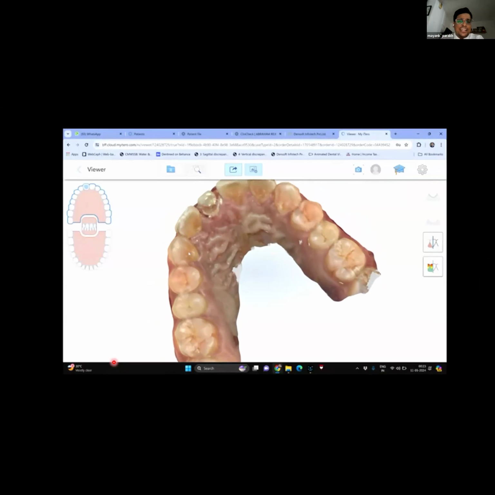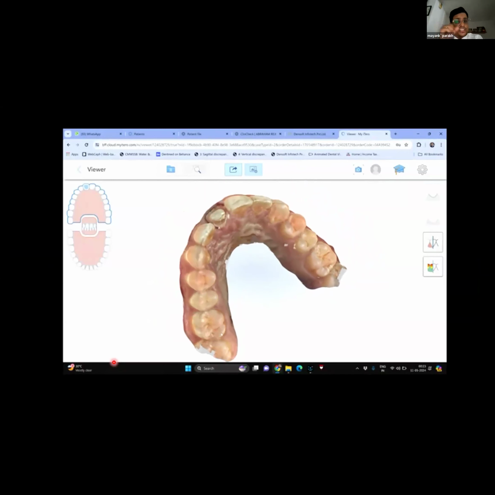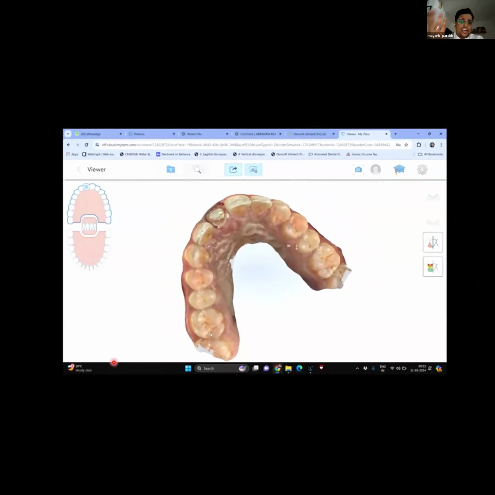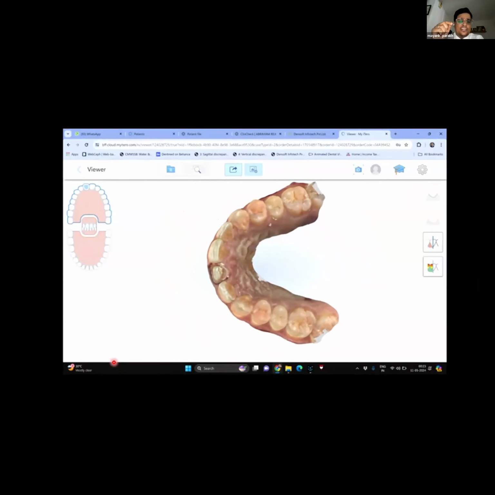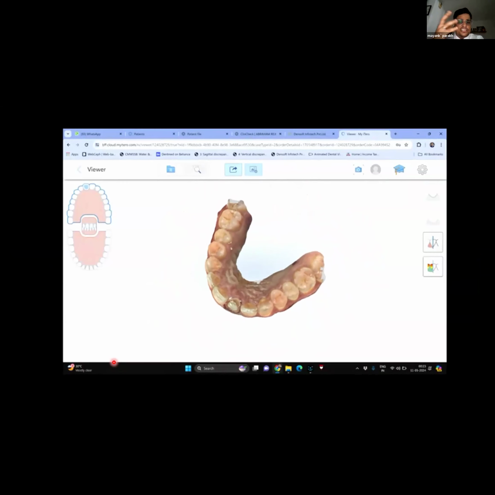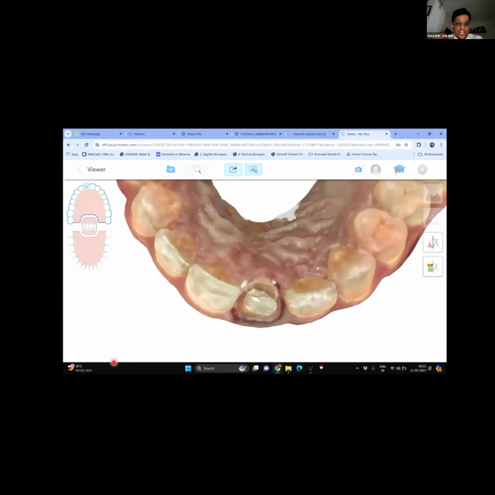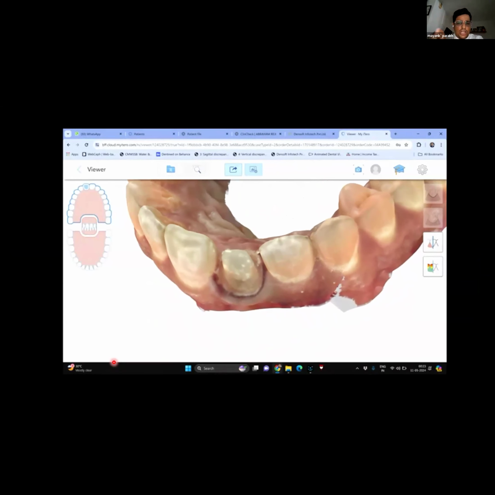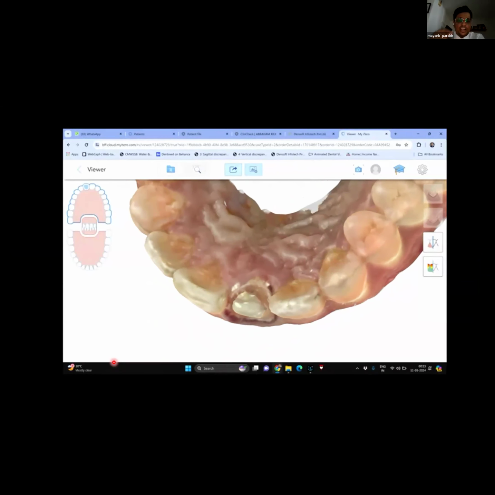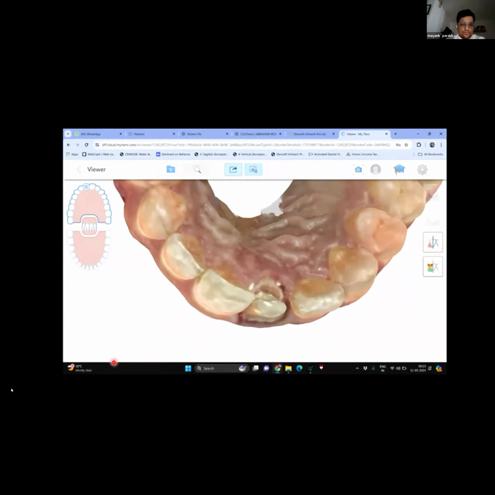So this is the scanned image of the patient. The patient had a large decay on the lingual aspect, and a root canal had to be done. Since more than 2 walls were involved, we decided to go ahead with a crown as well. This is a scan of the tooth after retraction was also done.